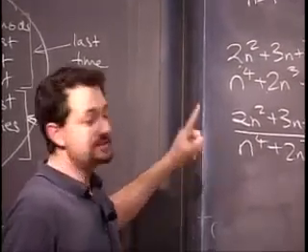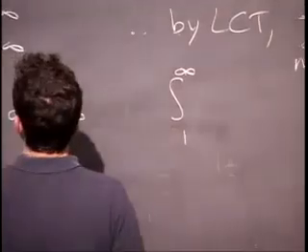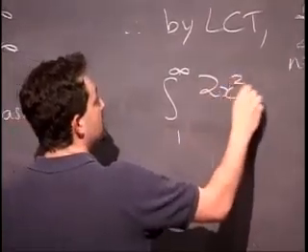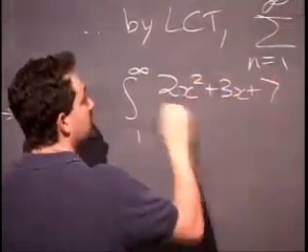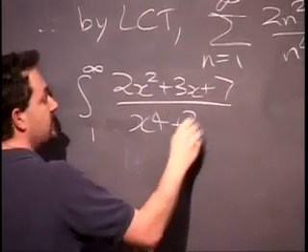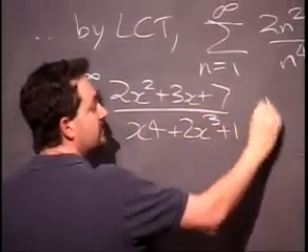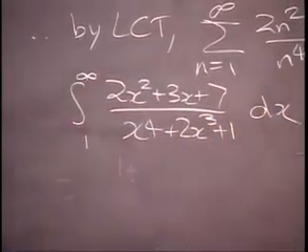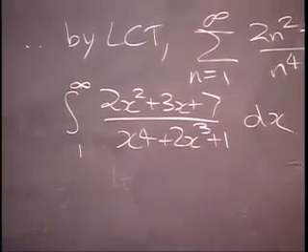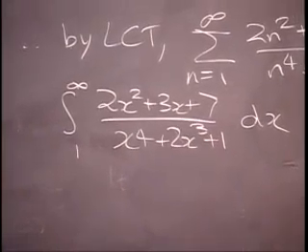All right? How different is that from the improper integral from 1 to infinity of 2x squared plus 3x plus 7 over x to the 4th plus 2x cubed plus 1 dx? Suppose that was the problem. How different is that? It's not different at all. The answer is exactly the same.